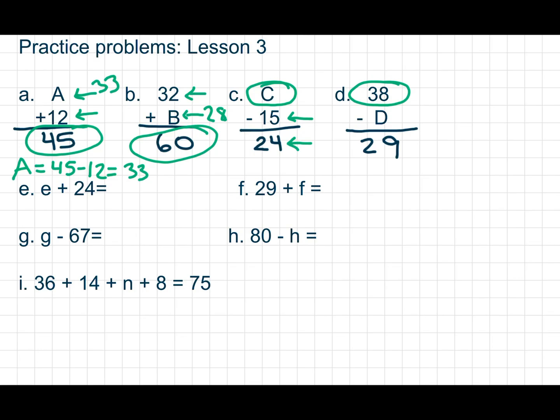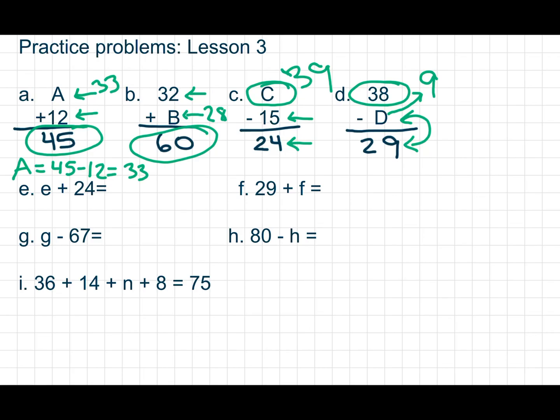In this one, C is the whole number. C is the big number in our fact family, so we know that 24 plus 15 is going to be C, and that's 39. And finally, 38 minus D is 29. So our fact family is 38, D, and 29, and we know we can just swap those. So 38 minus 29 is 9. So D is equal to 9.